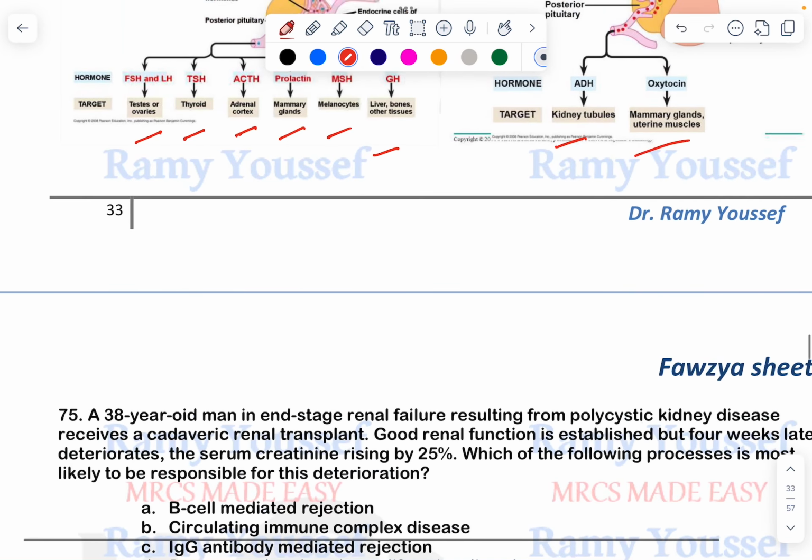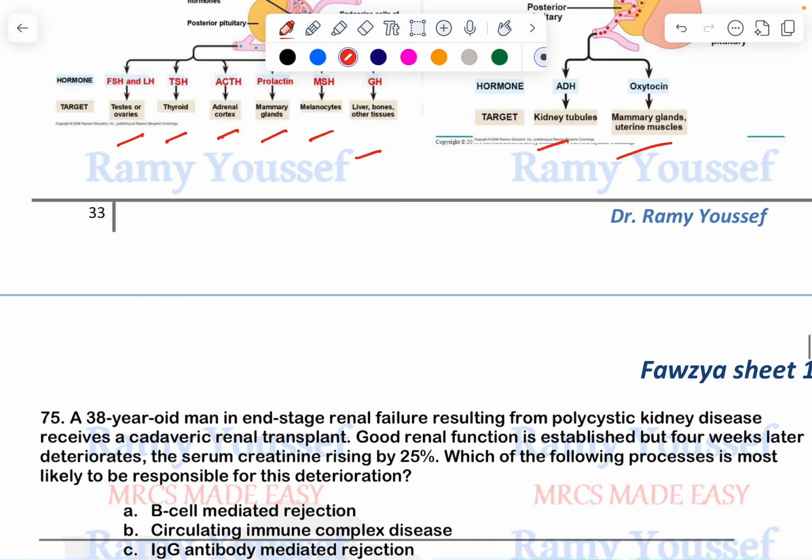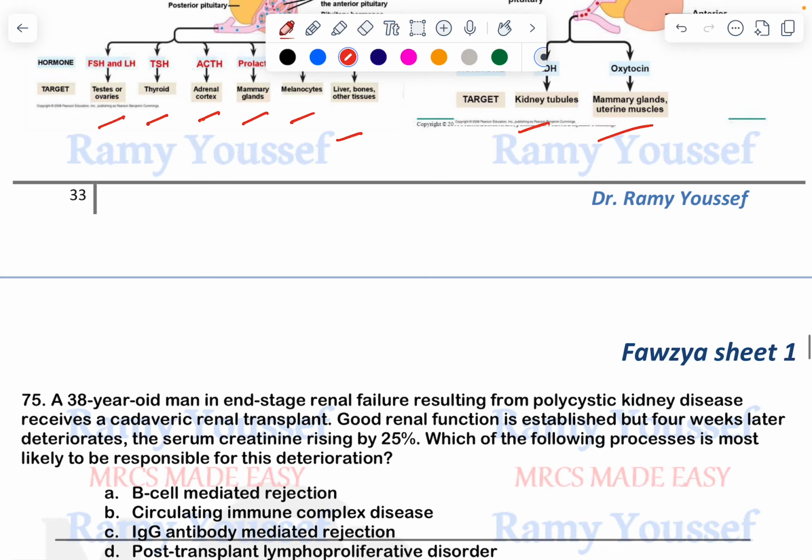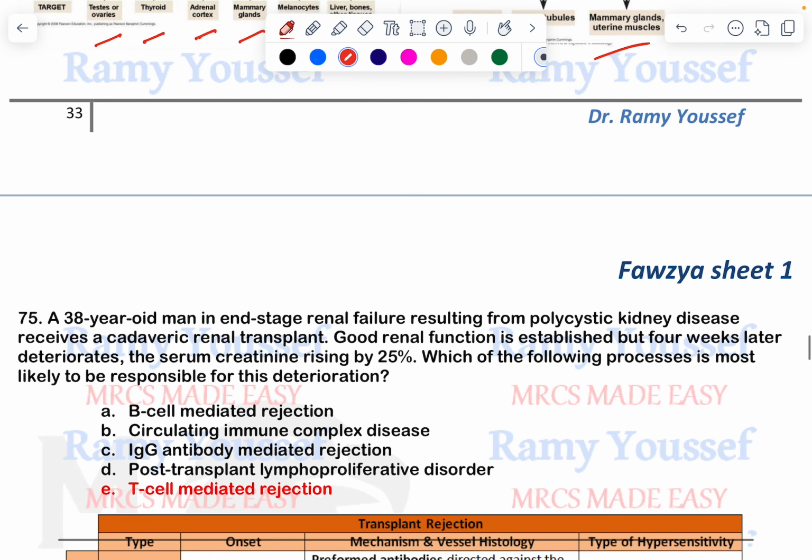So the next question is: a 38-year-old man in end-stage renal failure resulting from polycystic kidney disease has a cadaveric renal transplant. Good renal function is established, but 4 weeks later it deteriorates. Serum creatinine is rising. Which of the following processes is most likely responsible? Whether it is infection or rejection, at 4 weeks acute rejection can be there, and that is T cell mediated.